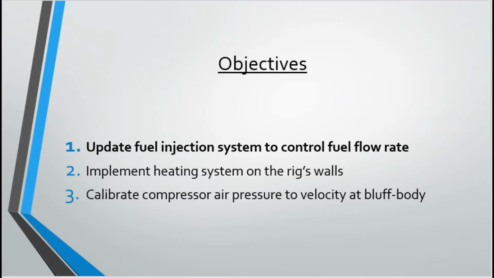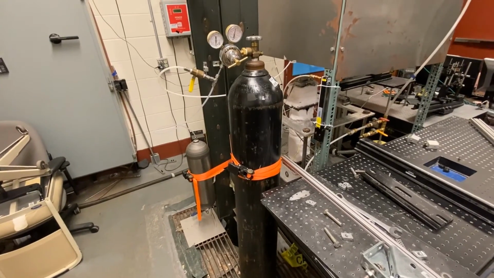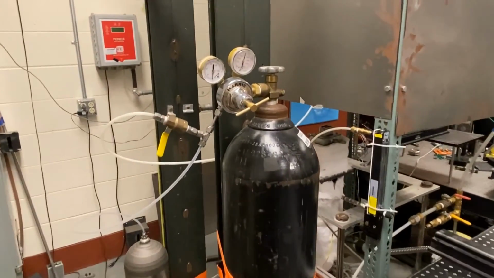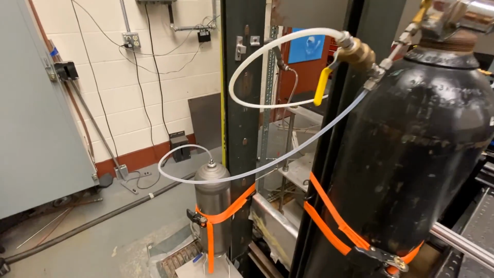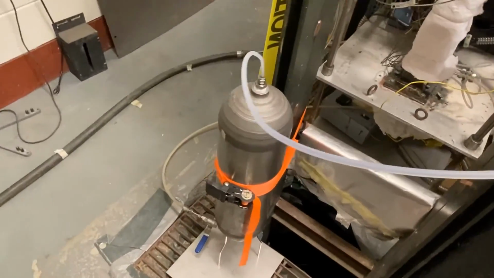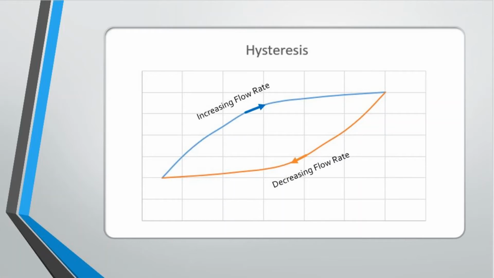I updated the fuel injection system that sends the liquid fuel into the combustor rig. The fuel is initially pumped out of its tank by pressurizing it with pressurized nitrogen via a compressed gas regulator. Previously, a proportional solenoid valve was used to control the fuel flow rate, but there was a hysteresis with this solenoid valve. Hysteresis in this context means at a specific valve setting, the actual fuel flow rate saw differences depending on whether the valve was increasing or decreasing the flow rate.